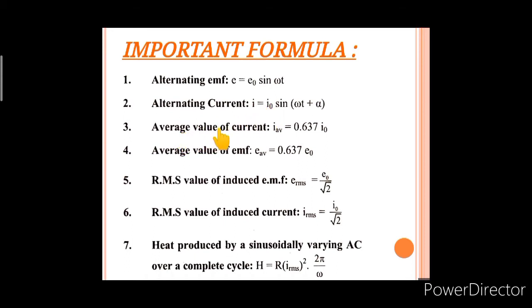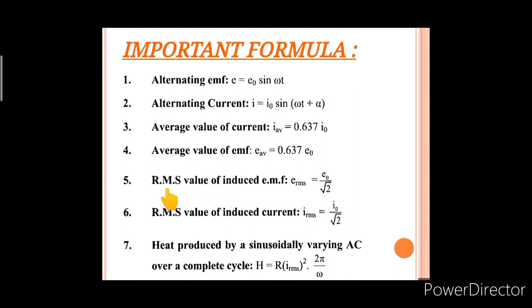Next we have the average value of the current, which is given as I_AV is equal to 0.637 I0. This is the relationship between the average current I_AV and the peak value of the current I0. Similarly, we can give the average value of EMF, E_AV, which is equal to 0.637 E0, where E0 is the peak value of the EMF.